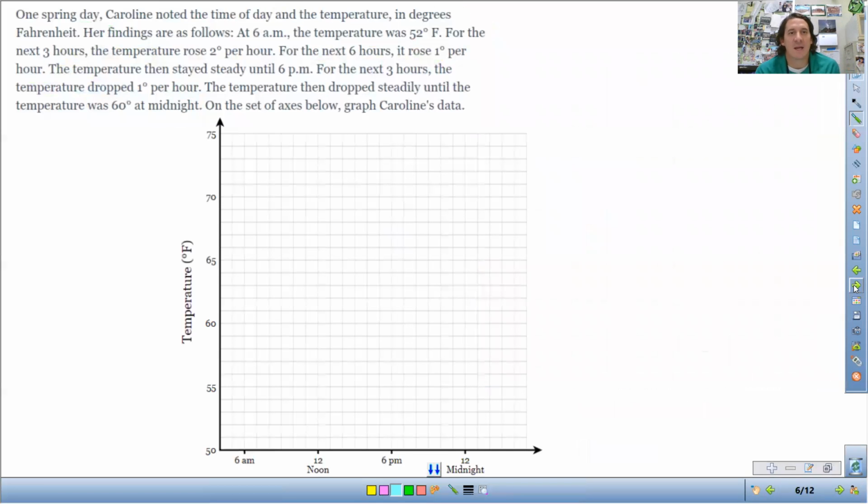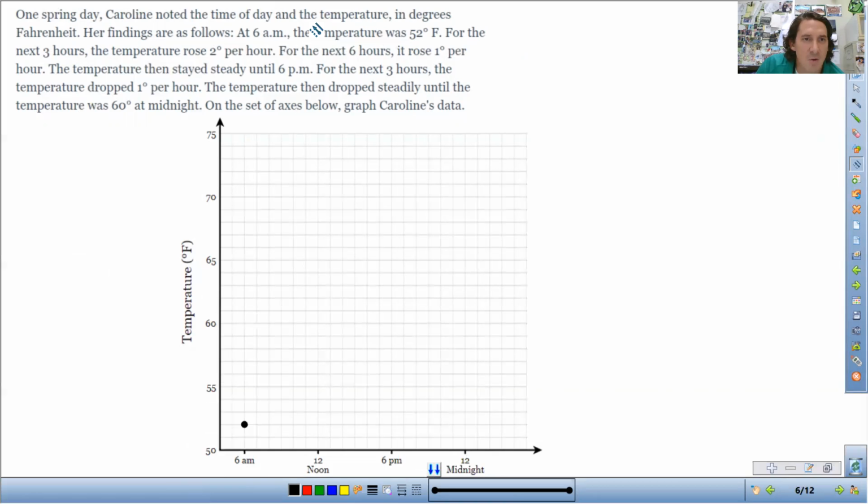One spring day, Caroline noted the time of day and the temperature in degrees Fahrenheit. So we have the time of day from 6 a.m. to 12 midnight, and the range, the y-axis, is the temperature. At 6 a.m., the temperature was 52 degrees Fahrenheit. So at 6 a.m., 52 degrees, 52 right here.